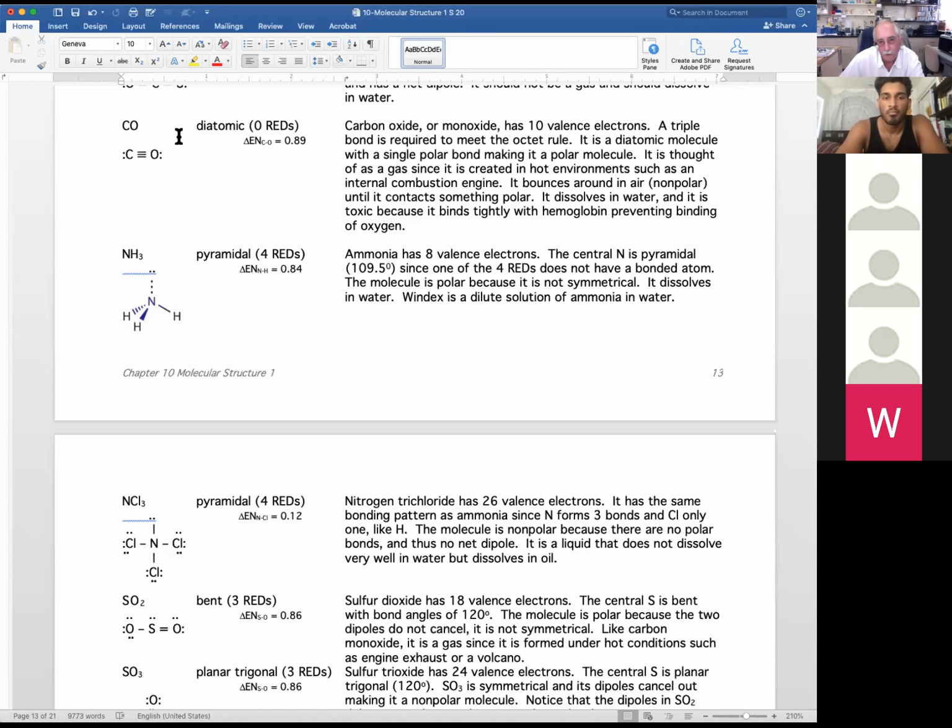Now, this is a pollutant. It combines very strongly with hemoglobin, preventing the binding of oxygen, so it's a toxin. It's produced by internal combustion engines. What happens when it rains? When it rains, this simply washes out of the atmosphere because this is a polar molecule and so is water.